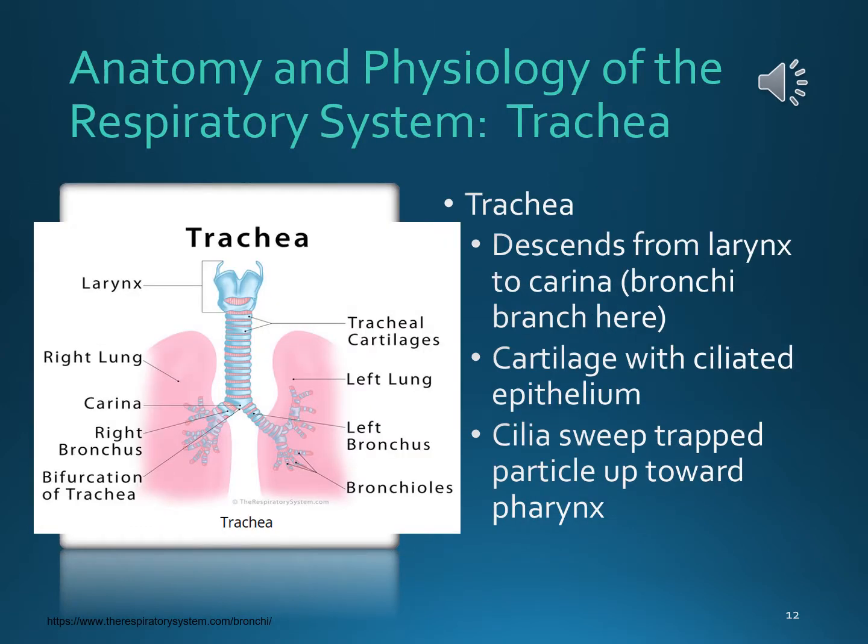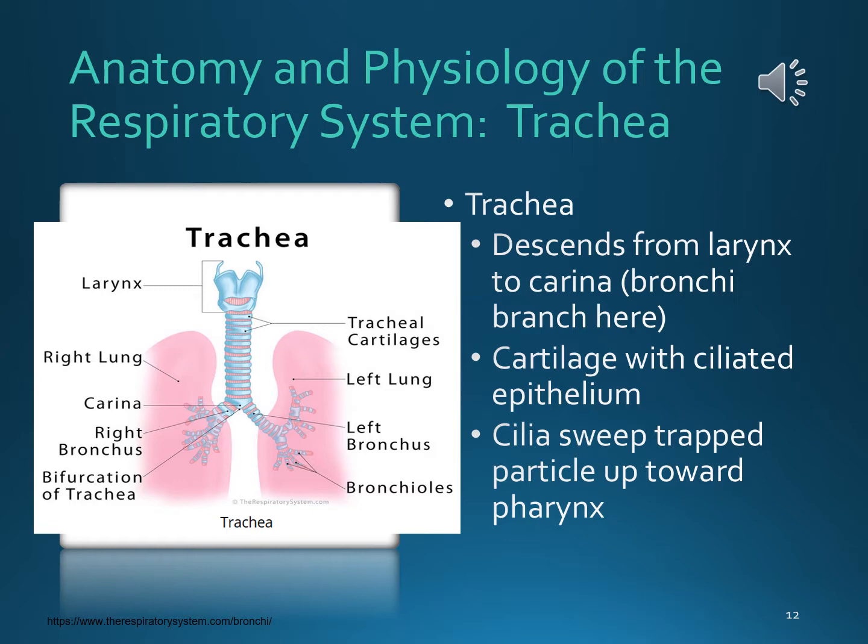The trachea descends from the larynx down to the carina. The carina is where the bronchi branch off from the trachea. It is in front of the esophagus, and it's a rigid tube that's about 4 to 5 inches long and about 1 inch wide. It's made of C-shaped rings of cartilage. The open part of the C is posterior, toward the esophagus, and so what faces front is the curved part of the C.